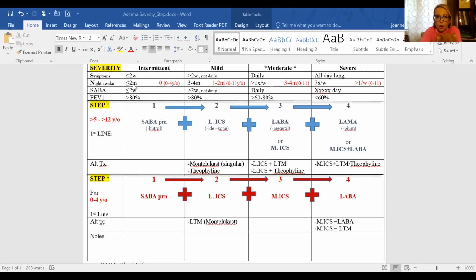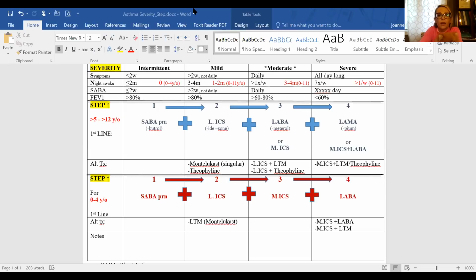So when you look at night awakenings, less than or equal to 2 times a month, that is applied from the age of 5 to death, because you see the exception right here, 0 to 4. Again, for the mild, this 3 to 4 times a month can be applied to ages 12 and above, and the exception right here is 0 to 4. So when I was studying this, I first memorized the black parts, and then I added on afterwards the exceptions, okay?